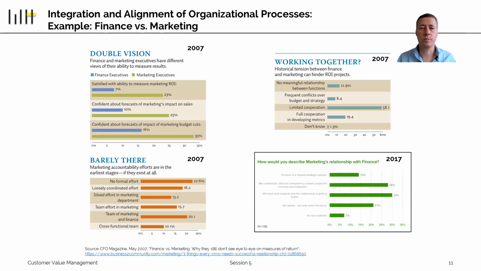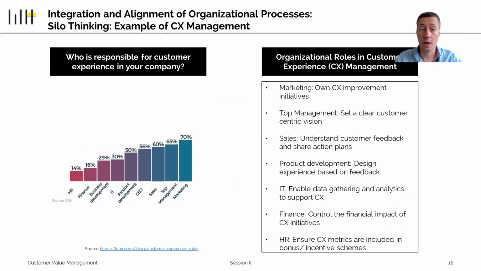One example that has been studied very, very commonly is the conflict between marketing and finance. And you see here a study from 2007 and another study that has been done in 2017, where finance and marketing executives are asked different questions. And you see there's a really, really large gap between what they think the other party does and what they think they themselves do. This is just some empirical evidence for this silo thinking that I mentioned.